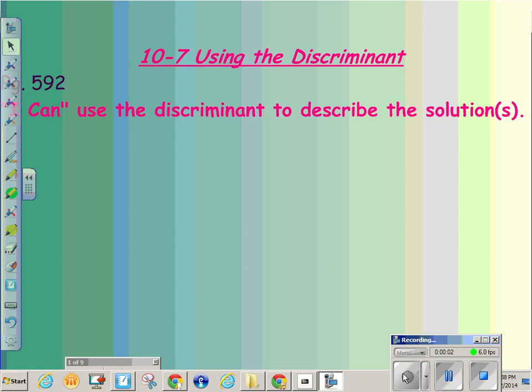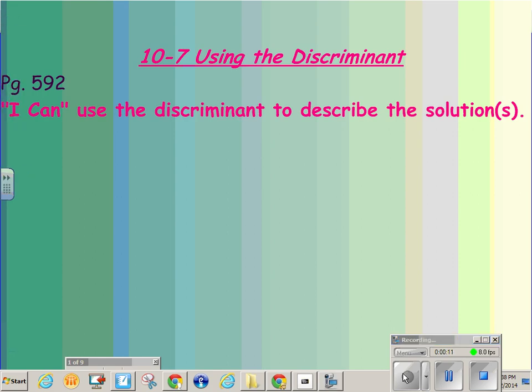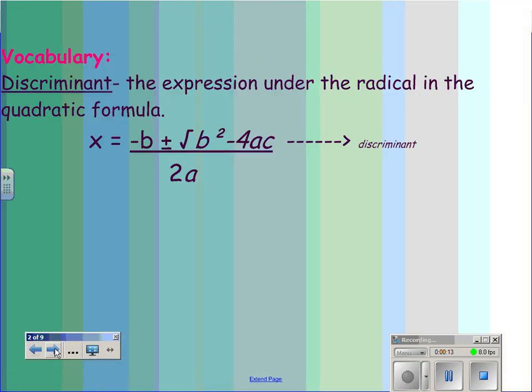Hi, PLMS. Today we're going to be using the discriminant. I can use the discriminant to describe the solutions. What on earth is the discriminant? Well, that's my job to teach you.